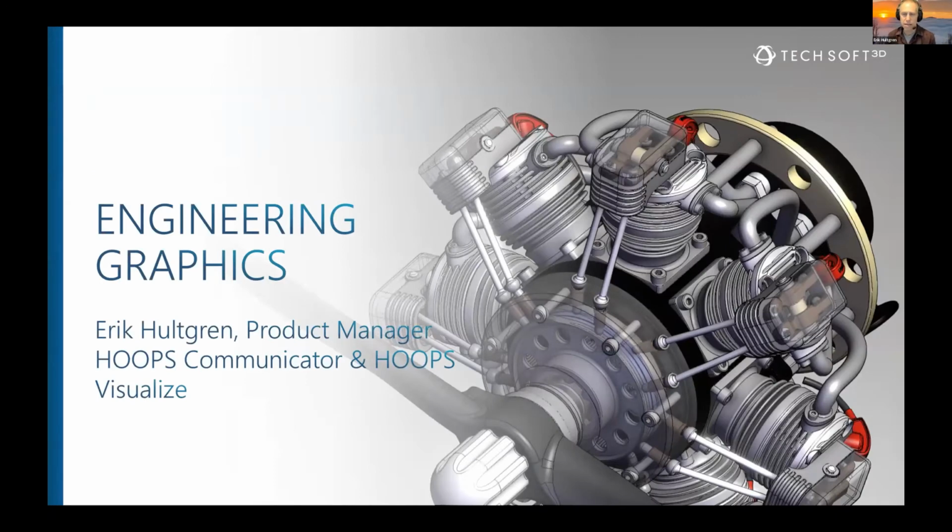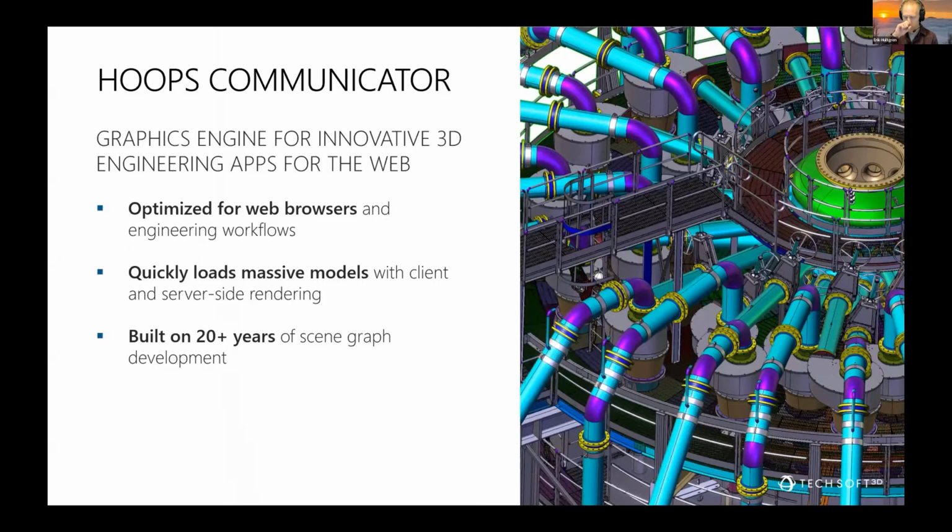Like you said, let's just dive in and talk about what's been happening over on the graphics side of the OOPS platform. First, we'll talk about Communicator. For those that aren't familiar with it, a quick overview. Communicator is our toolkit for building robust engineering applications in the cloud and on the web. It's optimized for web workflows, browsers, and engineering graphics. We've taken all of our expertise from those 20 years of working with Visualize and used it to figure out how to build the best toolkit for cloud or web-enabled applications.